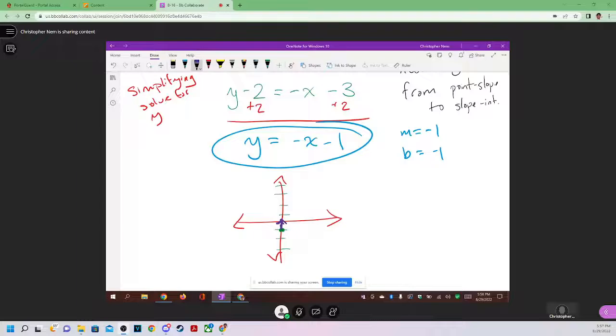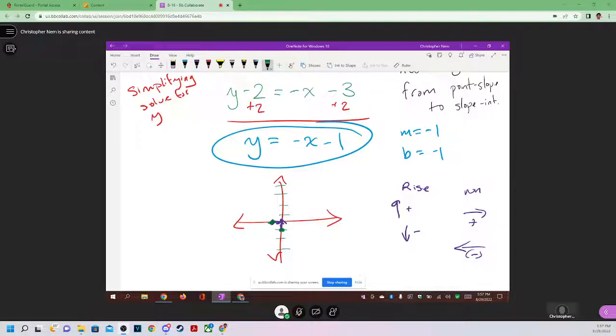However, because rising up is positive, I have to go to the left because running to the left is negative. Remember, going up is positive. Going down is negative. But if you went to the right, that's positive. If you went to the left, that's negative for running. This is run, and this is rise. This is how it works. So as long as I calculate to -1, I'm good. So let's rise up 1, and then let's run to the left 1. And if I do so, the slope becomes -1, and I have my second point right here.